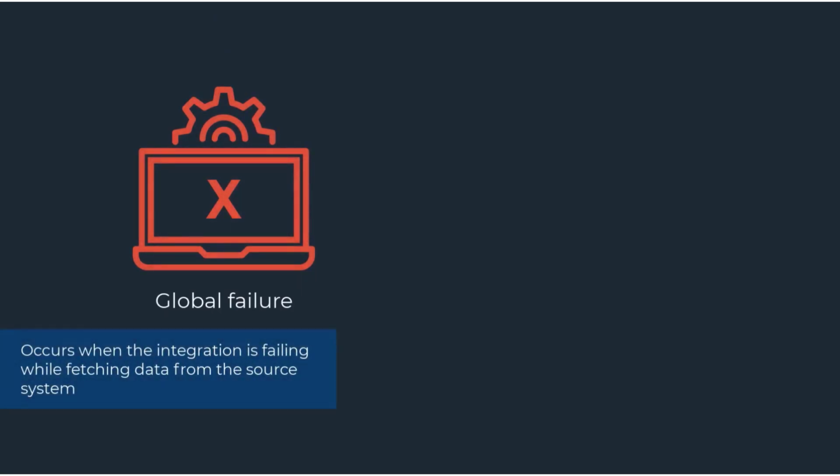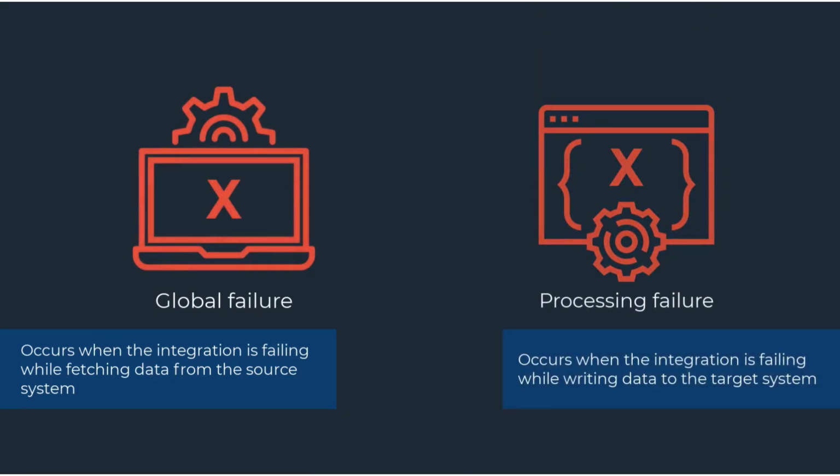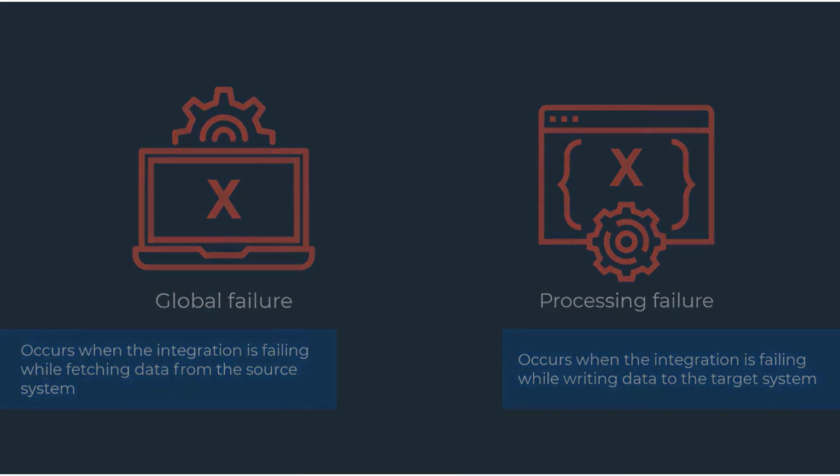The first type of failure is global failure. This occurs when the integration is failing while fetching data from the source system. The second type of failure is processing failure. This occurs when the integration is failing while writing data to the target system. Now let's navigate to OIM to see from where you can view and manage these integration failures.